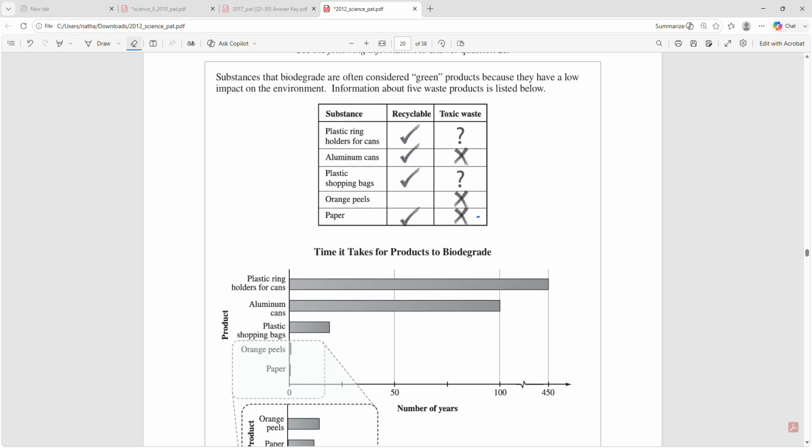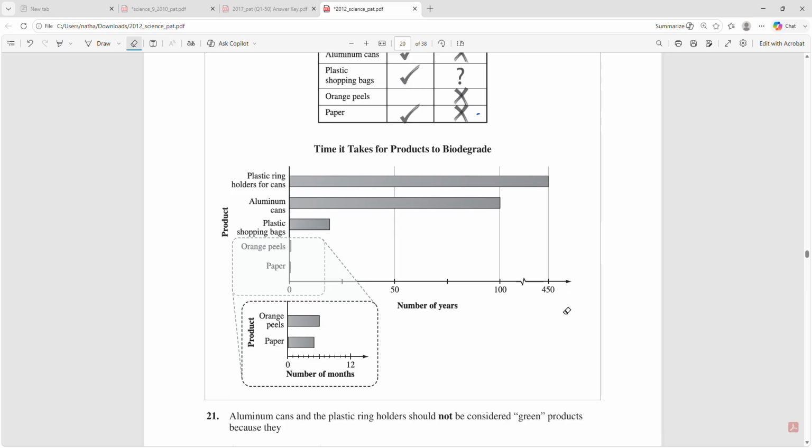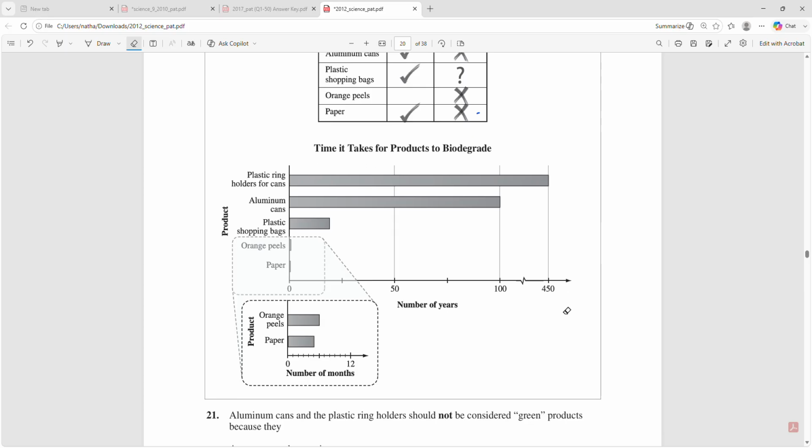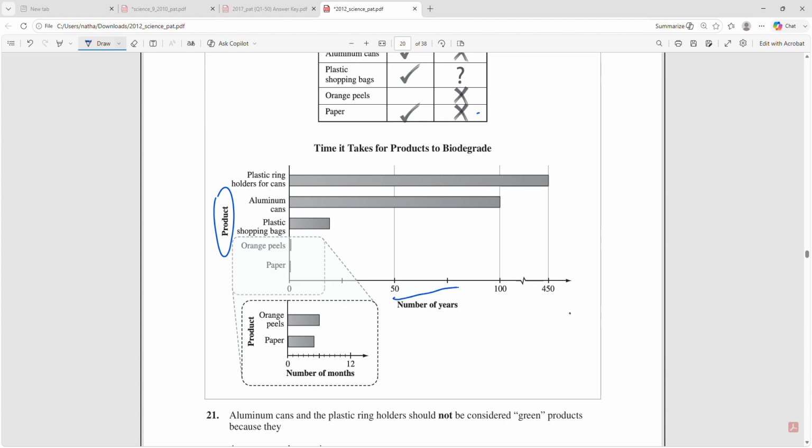What else do we have? We have another thing here that shows the different products on the left, and then over a period of years, the time it takes for them to biodegrade. So plastic ring holders for cans take 450 years to biodegrade. Aluminum cans, 100.